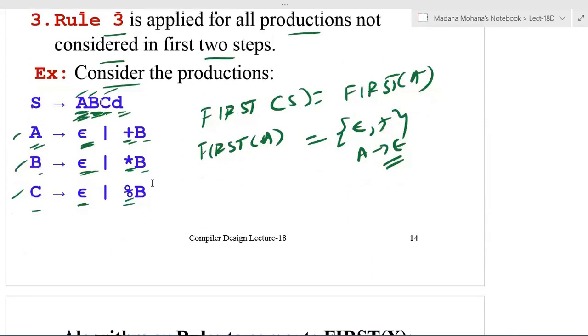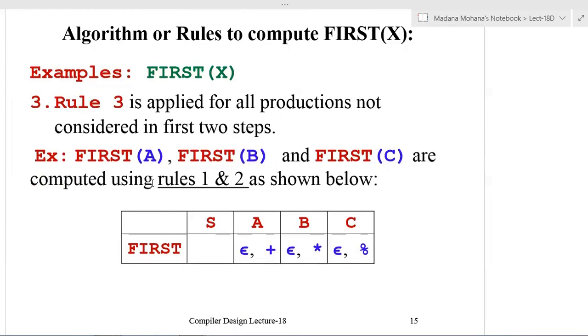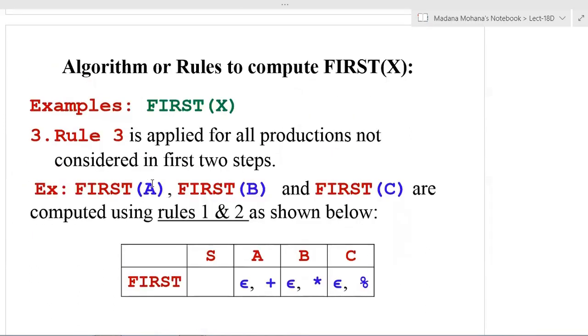So now let us see the same thing I explained, shown here. Rule 3 is applied for all the productions not considered in the first two steps. First of A, first of B, and first of C are computed using rules 1 and 2, because they start directly with a terminal or null. Therefore, first of A equals null comma plus, first of B equals null comma star, first of C equals null comma percentage, directly using rule 1 and rule 2.